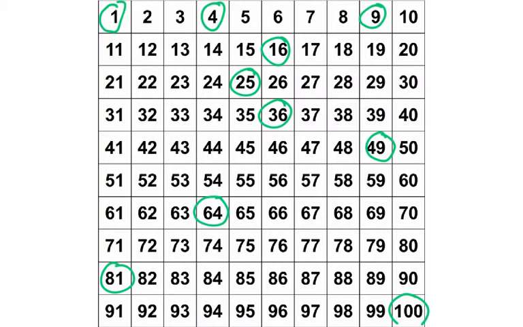You might want to screenshot this. I was going to say you might want to square root this. You might want to screenshot this and keep this for you.